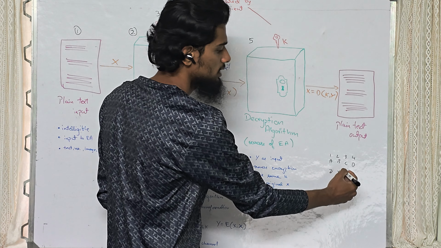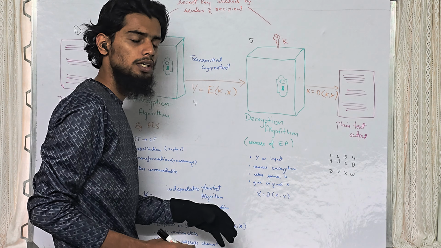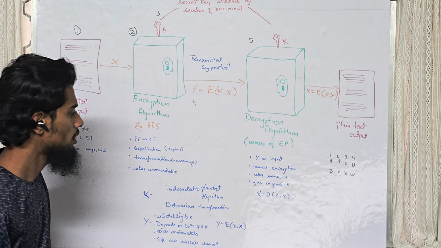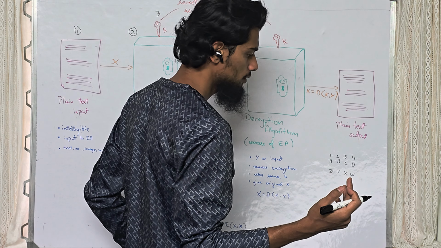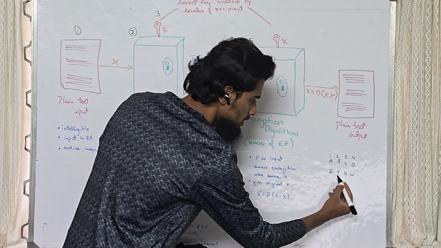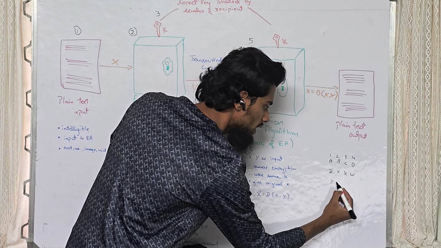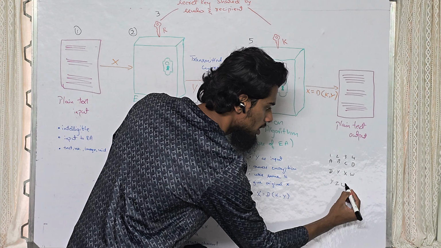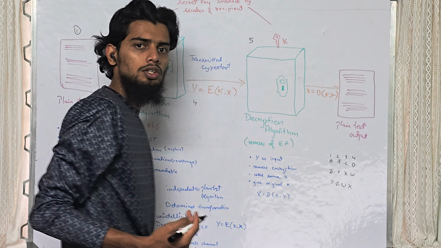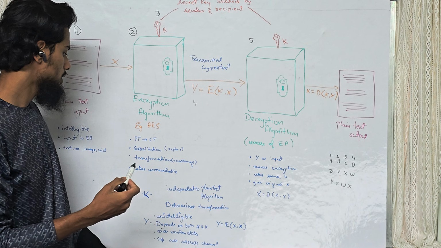And the numbers are 26, 25, 24 and 23. So this is nothing but substitution. Then we have to do transformation. What is transformation? This ZWXY, I'll do YZWX. So this is nothing but substitution and transformation.